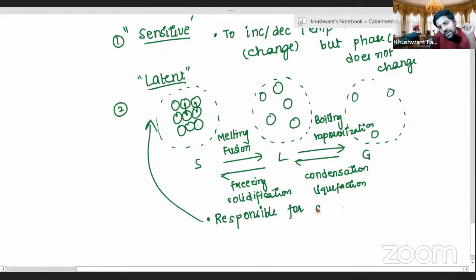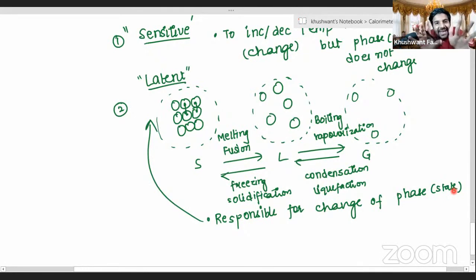So this latent heat is responsible for change of phase or state of matter. But please remember, whenever the state or phase of matter is being changed, at that time the temperature does not change. It happens at constant temperature.